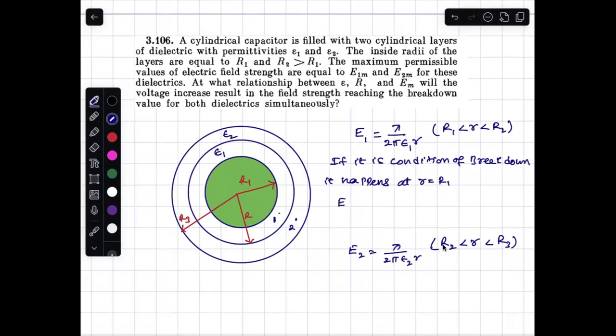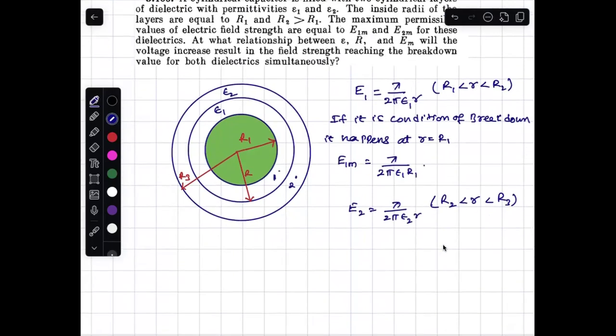So therefore, E1 max is lambda by 2 pi epsilon 1 R1. I got the condition. Same question in this region. If it is the condition of breakdown, it happens at R is equal to R2.